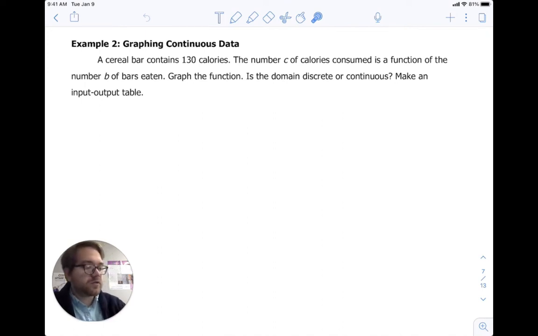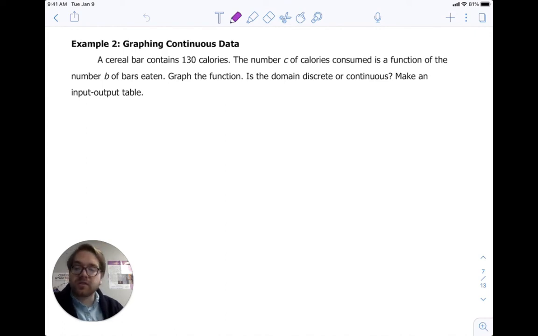So we're going to graph the function. Again, you won't be graphing on your assignment, but we'll look at the graph and then determine is the domain discrete or continuous, and we'll also make an input-output table. Okay. If you'll notice this difference between this one and the last problem we looked at, there's no function here. So let's write out the function real quick.